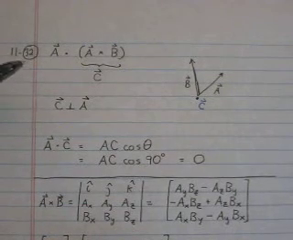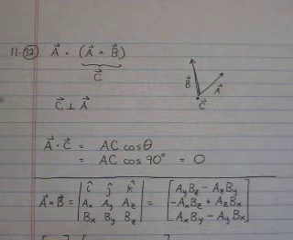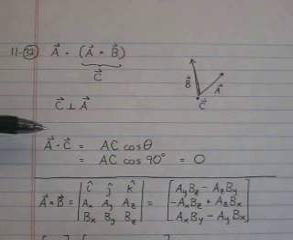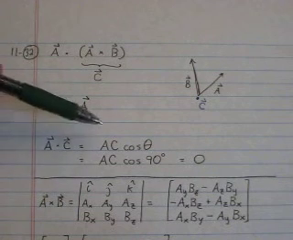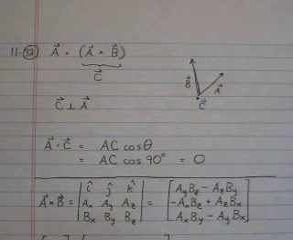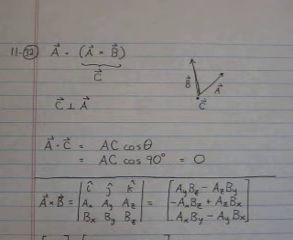Now, let's do the dot product with A and C. Dot product of A and C is A times C times the cosine of the angle between them, which is A times C times the cosine of 90 degrees, which is equal to 0.